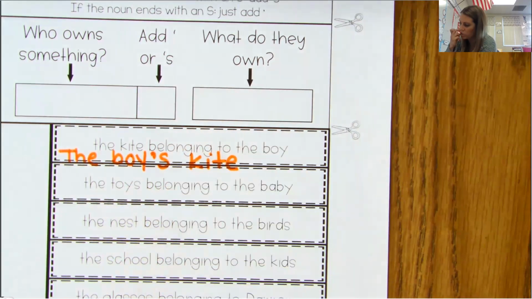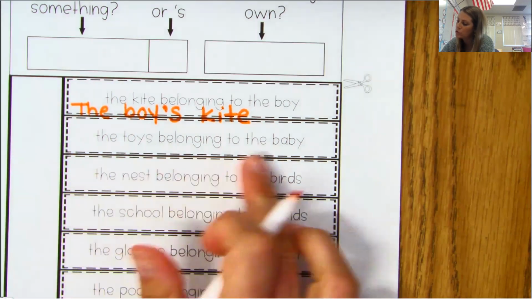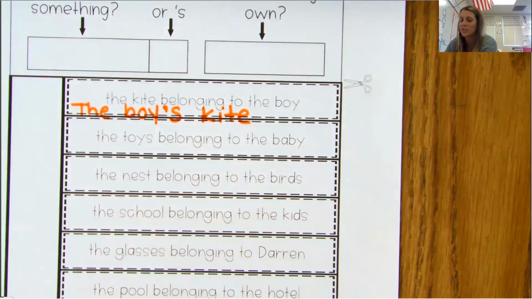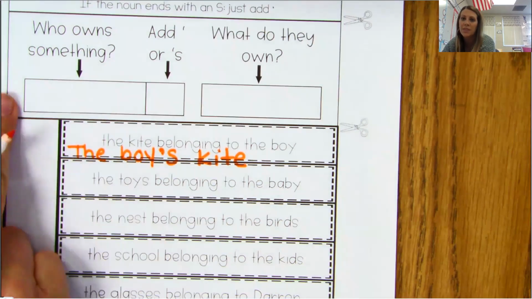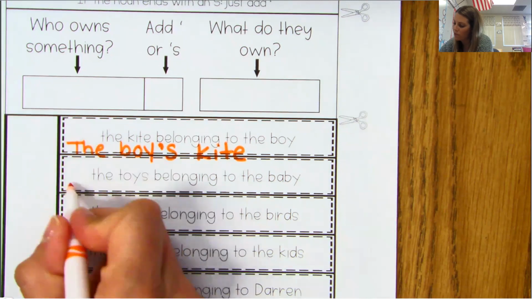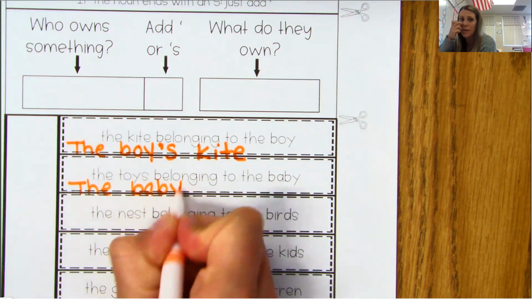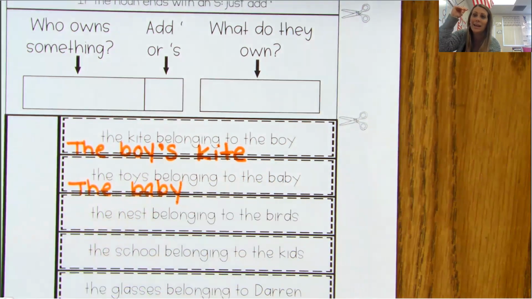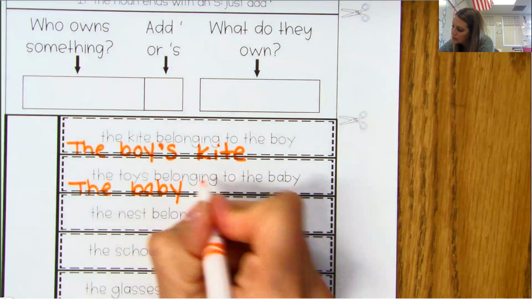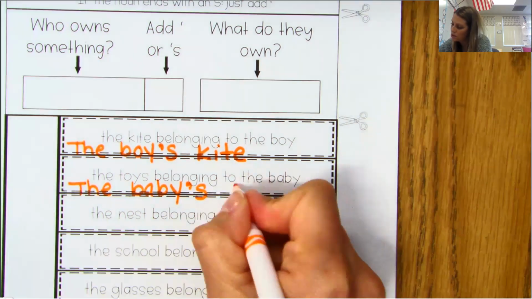Okay, so we're going to do 2 more together, and then I'm sending you off to do the last 3 on your own. Okay, the toys belonging to the baby. All right, well, ask yourself the question, who owns something? The baby, right? And then to show that the baby owns it, what do we add? An apostrophe S. And what does the baby own? The toy.